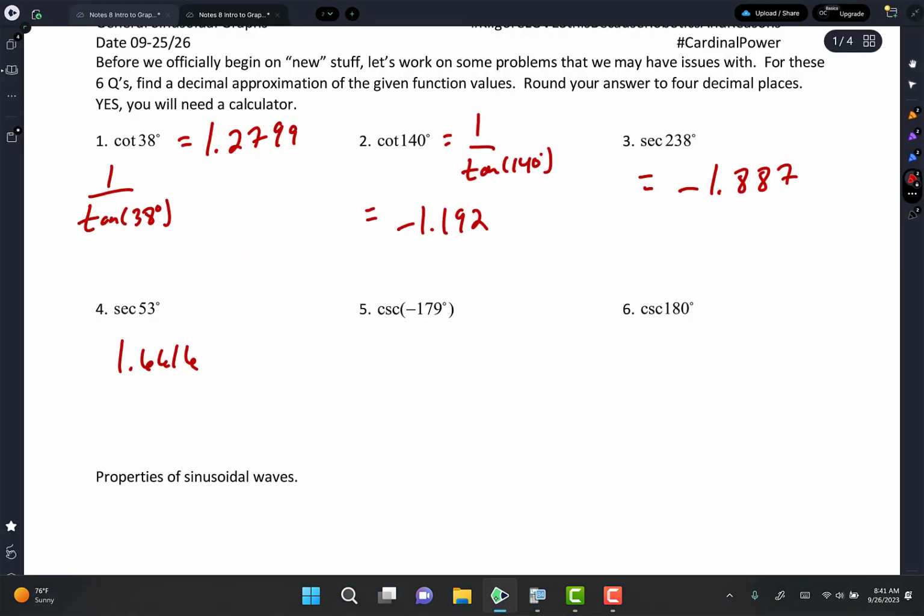Negative 57.2987 rounded. And then cosecant of 180 is the reciprocal of sine. 1 divided by sine 180. Do you remember what sine of 180 is? Sine of 180 is 0. So can you divide by 0? So this is going to be what? Start with the letter U. Undefined.